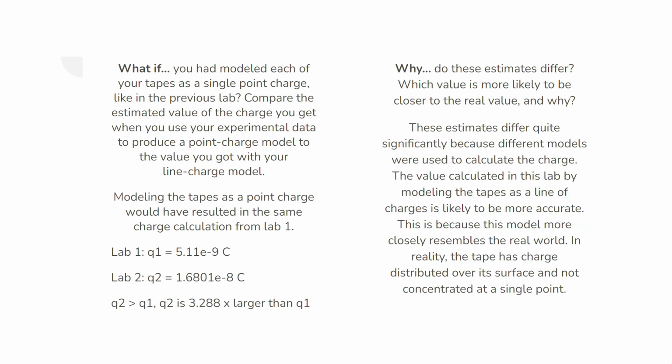So why do these estimates differ, and which value is more likely to be closer to the real value, and why? These estimates differ quite significantly because we just used different models to calculate the charge. One was a point charge and one was a line of charges.